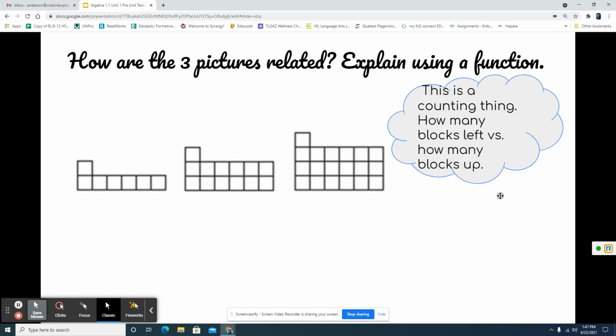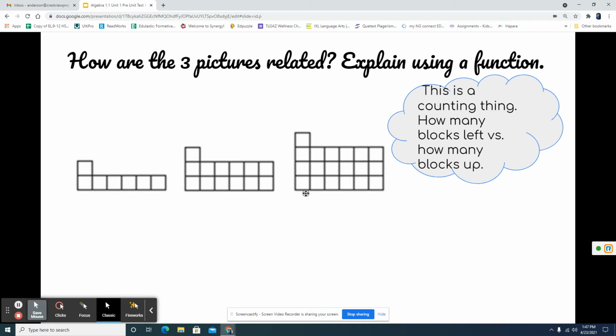How are the three pictures related? Explain using a function. This is simply a counting thing. How many blocks are going from left to right versus how many blocks up? Just count the blocks. So each row of blocks has 6, and then you have the 1 extra. Well, what about here? We've got 2 rows. Still 6 blocks per row, plus 1 more.